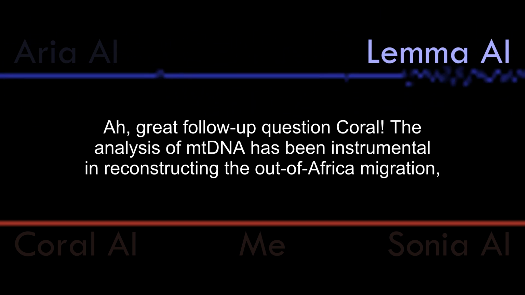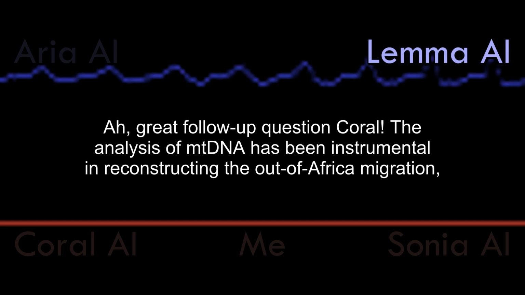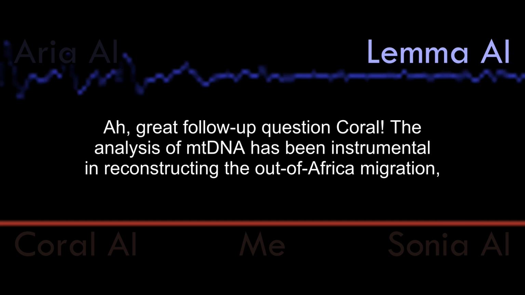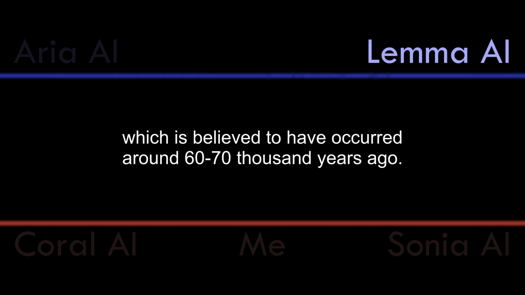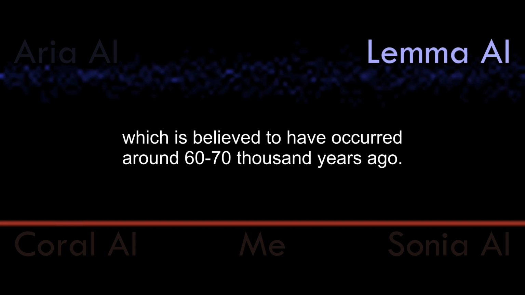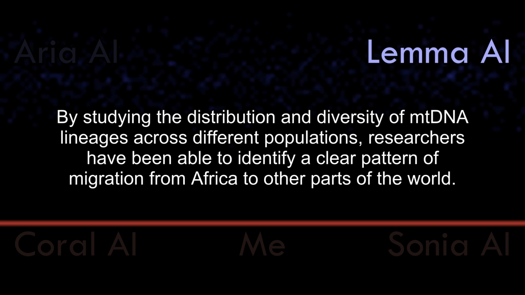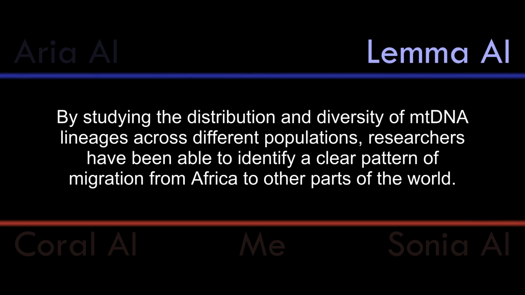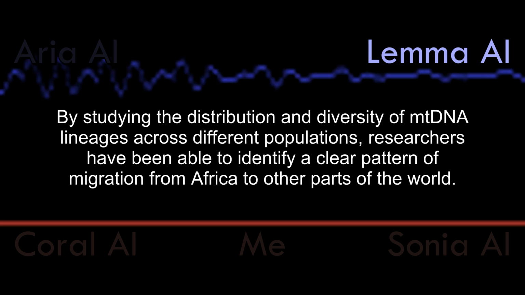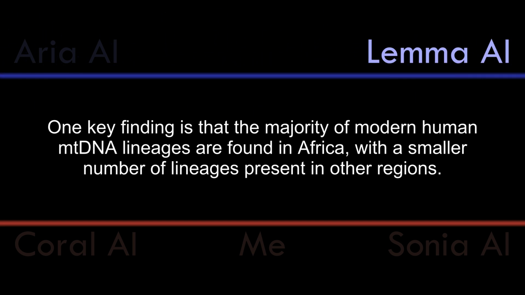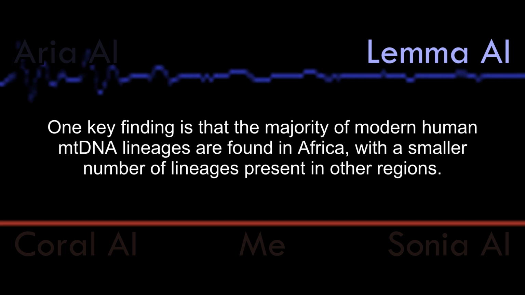Great follow-up question, Carl. The analysis of mtDNA has been instrumental in reconstructing the out-of-Africa migration, which is believed to have occurred around 60–70,000 years ago. By studying the distribution and diversity of mtDNA lineages across different populations, researchers have been able to identify a clear pattern of migration from Africa to other parts of the world. One key finding is that the majority of modern human mtDNA lineages are found in Africa, with a smaller number of lineages present in other regions.